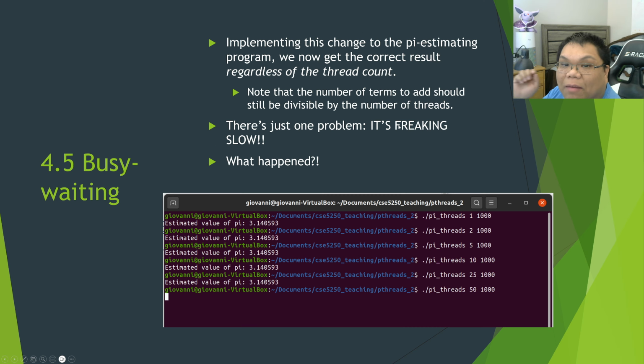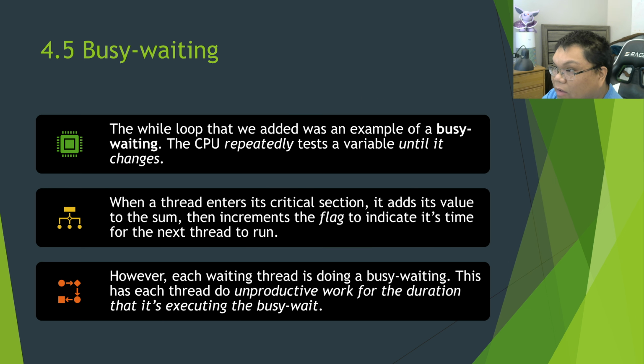We implemented our busy wait to enforce mutual exclusion. The problem is, it's too slow. It's freaking slow. So here's what's going on. The while loop that we added, that is a busy wait. The CPU repeatedly tests a variable until it changes. When a thread enters its critical section, it adds its value to the sum, then increments the flag to indicate it's time for the next thread to run.